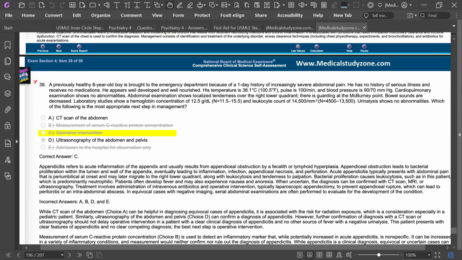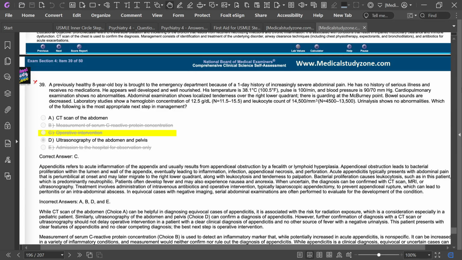When uncertain, the diagnosis can be confirmed with CT scan, MRI, or ultrasonography. Treatment involves IV antibiotics and operative intervention, typically laparoscopic appendectomy, to prevent appendiceal rupture, which can lead to peritonitis. If equivocal with negative imaging, serial abdominal examinations are performed to evaluate for development of the condition.